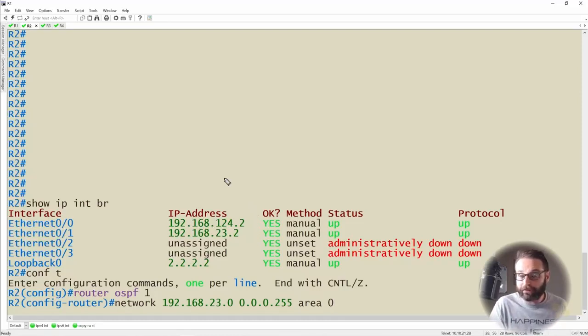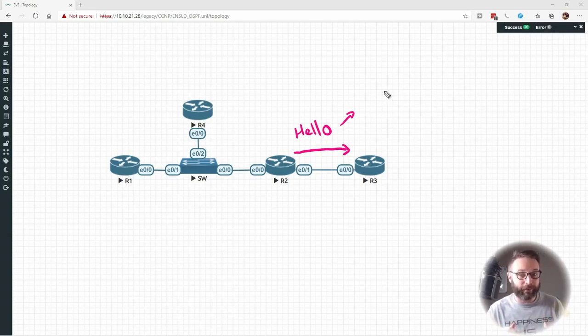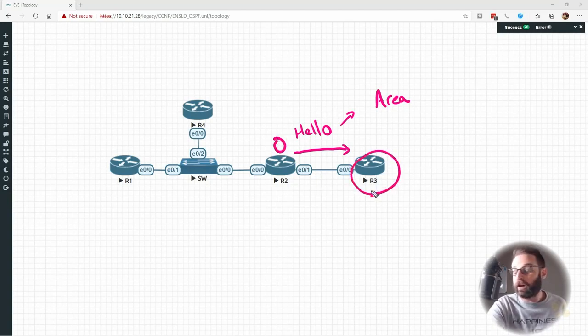When two devices are trying to form an adjacency to each other, what's going to happen? Actually, let me bring up the diagram real quick. R2 will start sending hello packets, and those hello packets will contain very important information that has to match on both sides in order for an adjacency to come to life. One of those things is the area. So if I type area 0 right here on R2, in order for an adjacency to come to life, R3 also has to be in area 0.